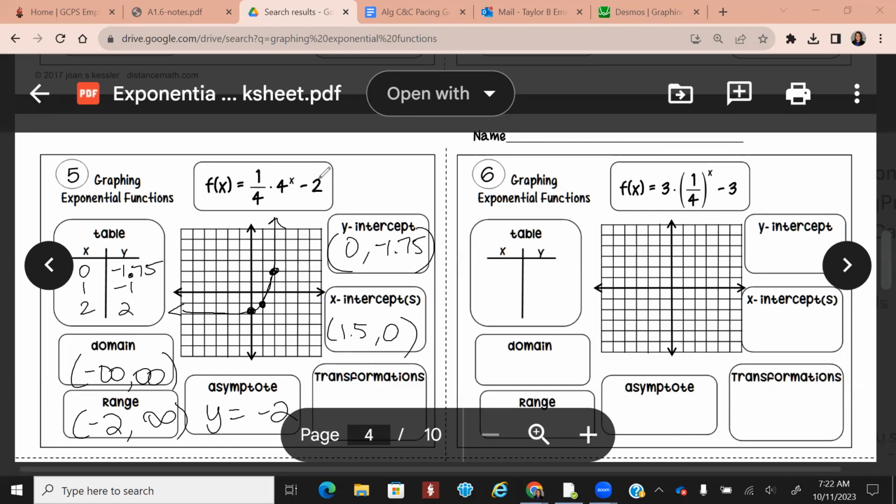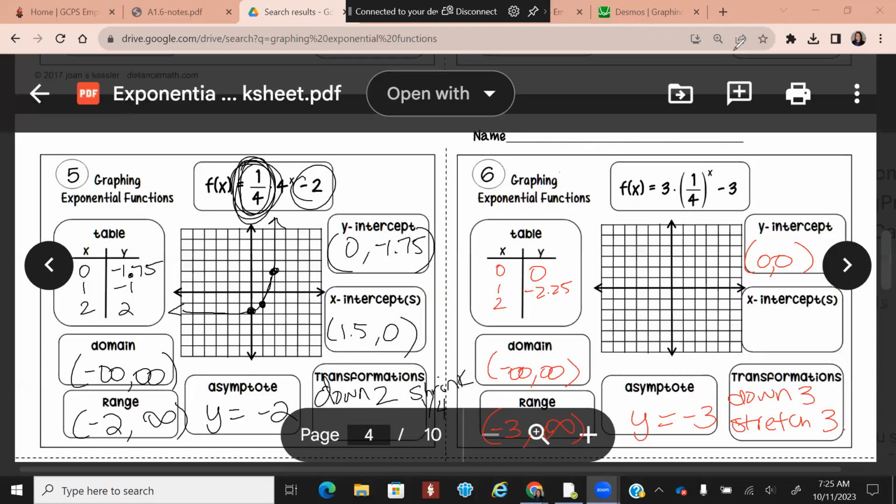Transformation is a little tricky. This horizontal asymptote at negative 2 means that we shifted down 2. And this 1/4 out front means we shrunk by 1/4. If it's a number greater than 1 out front, then that's going to be a stretch. I'm going to give you 30 seconds to do number 6. And what is the shrink?